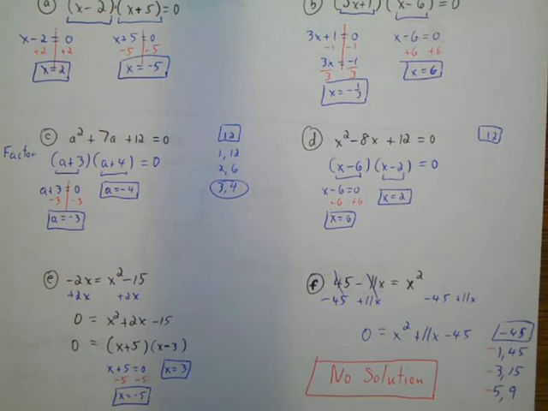So moral of the story is make sure to move everything to one side, keep the x squared positive, make your list. If you can't get anything, there'd be no solution.